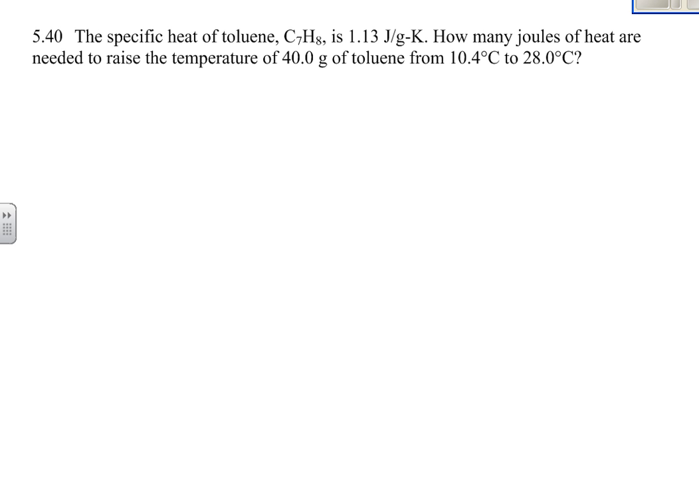Here's a problem involving the specific heat of a substance. The question is asking how many joules of heat are needed to raise the temperature of 40 grams of toluene from a beginning temperature to a final temperature. This is just a straightforward application of our formula. The heat we would have to add, q, would be equal to the mass times the specific heat times the change in temperature that we're trying to create.